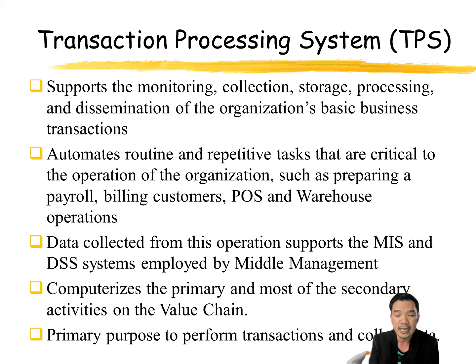It computerizes the primary and most of the secondary activities in the value chain, and its primary purpose is to perform the transaction and collection of data. So if you have seen, this is on the lower level of management in the anchoring to the organization. So the transaction processing system basically is one of the most important aspects, as it is the frontline collector of data, as well as where the initial processing would start.